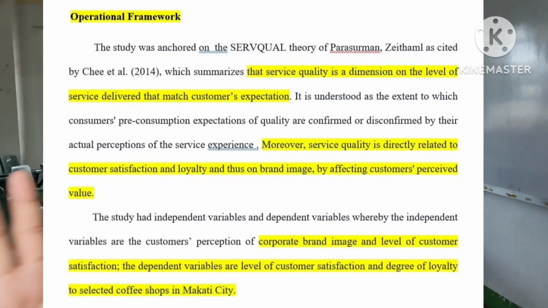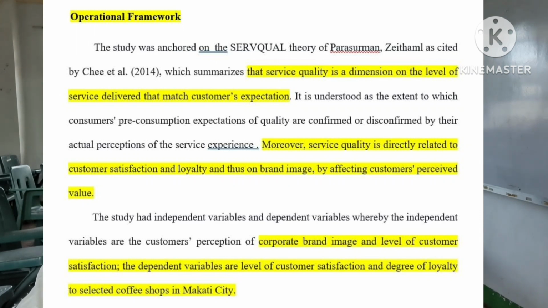And ayun po, lagi nating tatandaan, ang theoretical framework is teorya na susuporta dun sa study natin. Okay po? Sa operational framework naman, tinutukoy dito kung paano mo gagamitin yung teorya na yon sa pag-aaral mo na. Okay? So, mapapansin mo dyan, the study was anchored on Serve-Qual theory of Parasurman as cited by Chi 2014, which summarizes that service quality is dimensional on the level of service delivered that match customers' expectation, and so on. Yan po, makikita nyo din, ayan na yung title natin sa bandang baba.